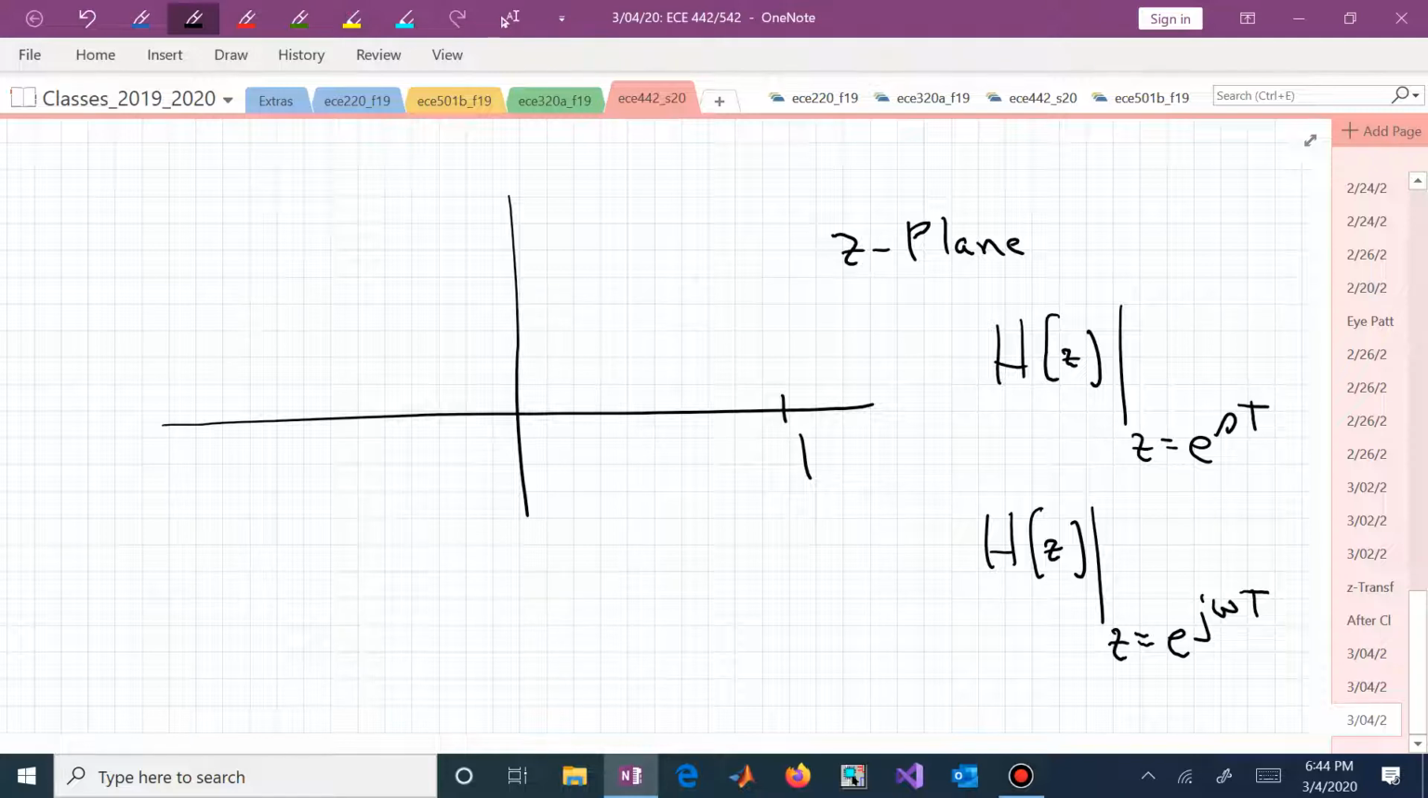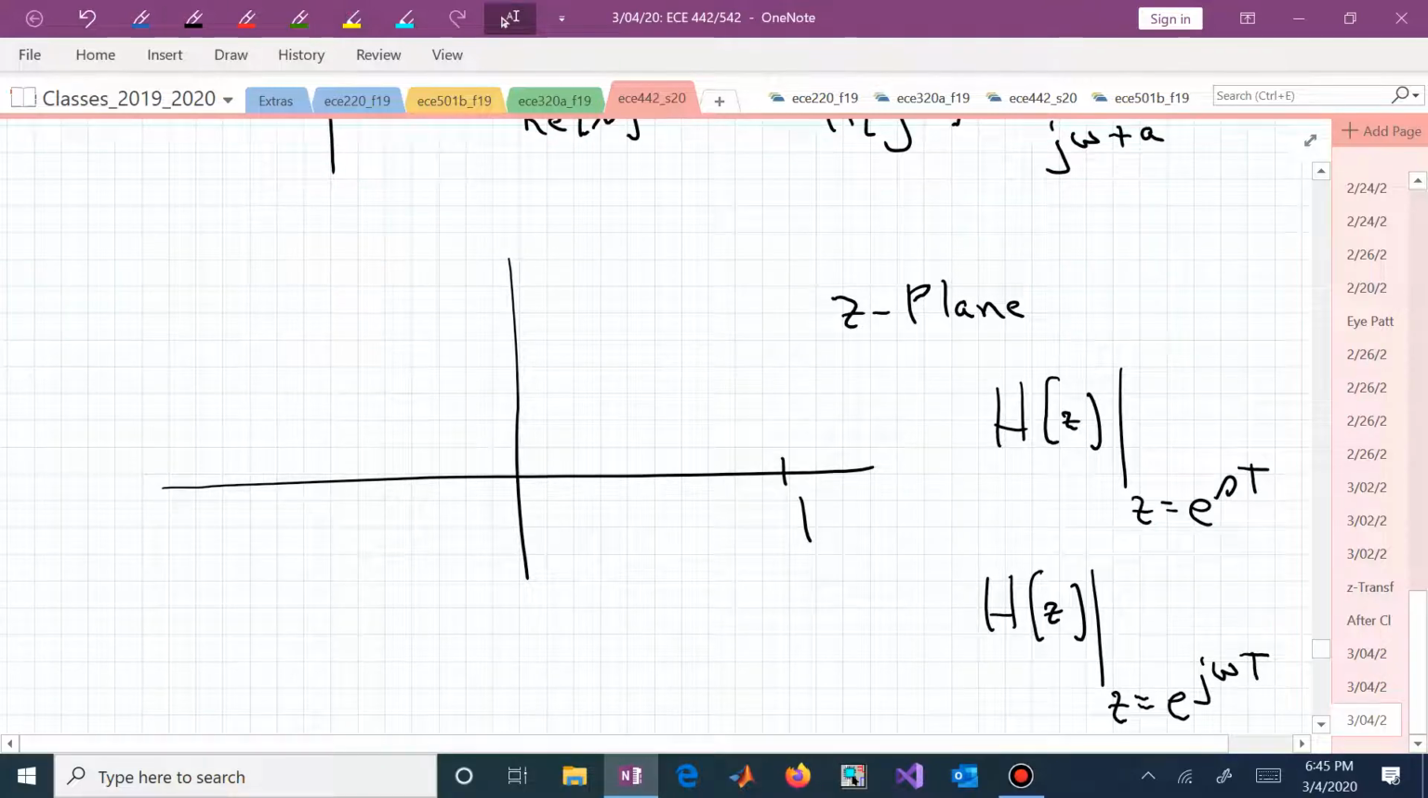What's the magnitude of e to the j omega T? E to the j theta, where theta varies as omega varies. What's e to the j theta? Euler. Cosine theta plus j sine theta. What's the magnitude of that? Cosine squared plus sine squared, 1. So we are now focusing on the unit circle. We are now moving around.